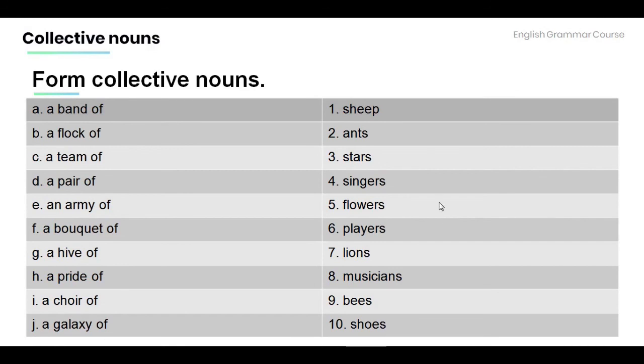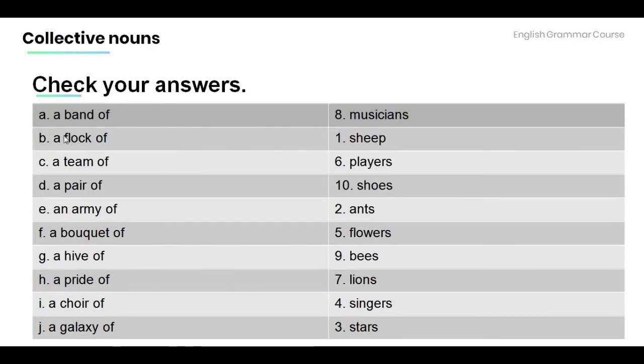And now, let's check your answers. A band of musicians, a flock of sheep, a team of players, a pair of shoes, an army of ants, a bouquet of flowers, a hive of bees, a pride of lions, a choir of singers, a galaxy of stars.